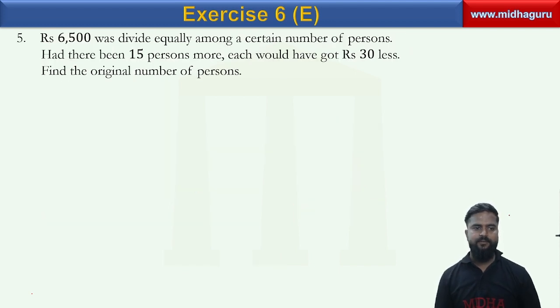The next question says, rupees 6,500 was divided equally among a certain number of persons. Had there been 15 persons more, each would have got rupees 30 less. Find the original number of persons.